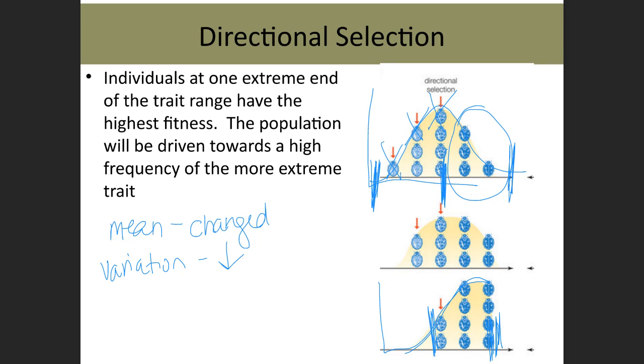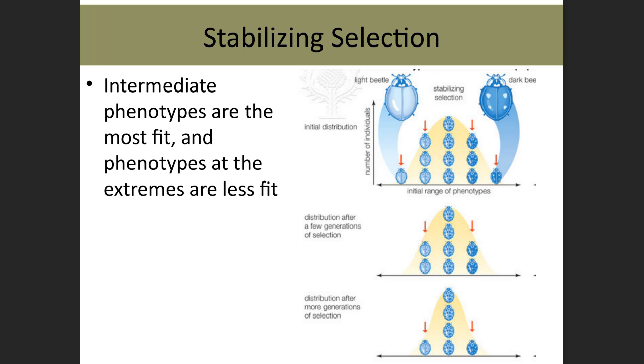So directional selection is pushing the mean. It could be pushing it to the far left, right? They could get lighter, but in this case, they're getting pushed to the far right for darker beetles, and the amount of genetic variation has decreased because we're taking some of those individuals out of the population. The light colored beetles are not reproducing. We're losing those alleles.